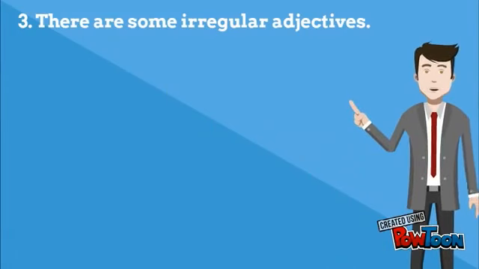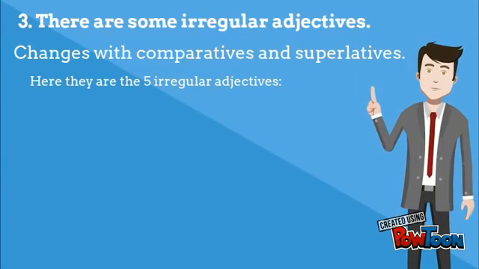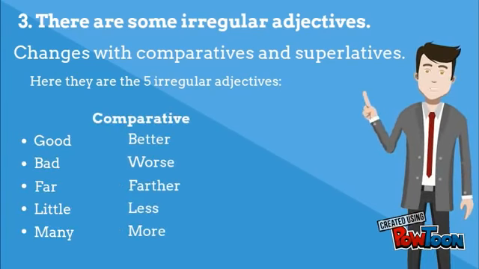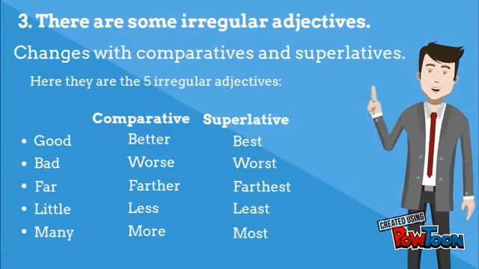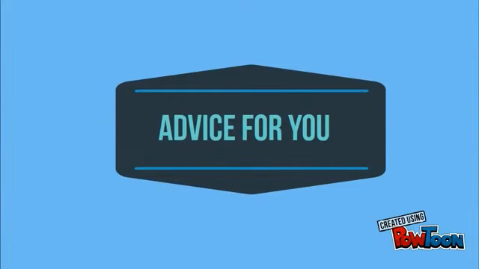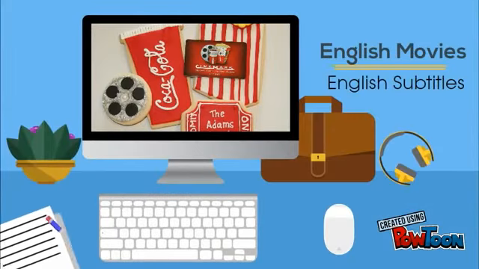And there are some irregular adjectives that change with comparatives and superlatives. There are 5 of them, which are good, bad, far, little, and many. And here you have the comparative form and the superlative form. Well guys, my advice for you today is watch English movies with English subtitles. This is really gonna help you out.